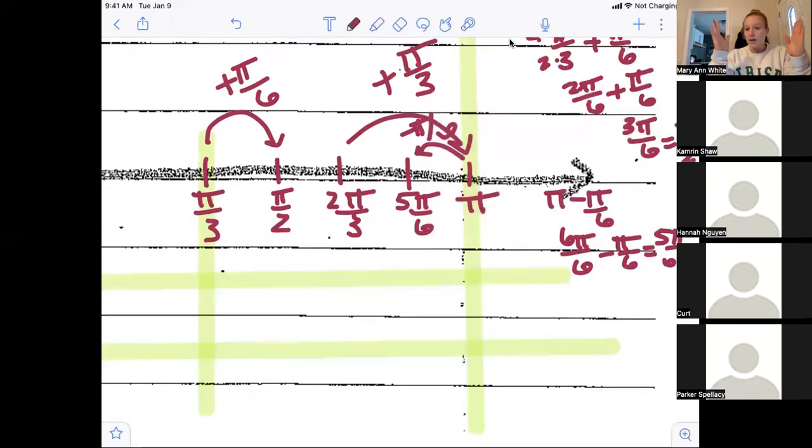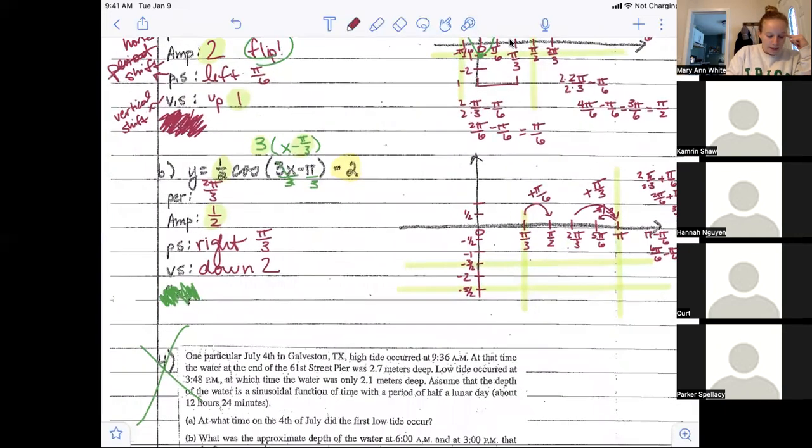I have my block labeled. If you need to extend these lines out to keep things safe and sound, you can do that, or you can just eyeball it from here. The very last thing I double check is which graph am I doing? Am I doing sine or am I doing cosine? And we are doing cosine.